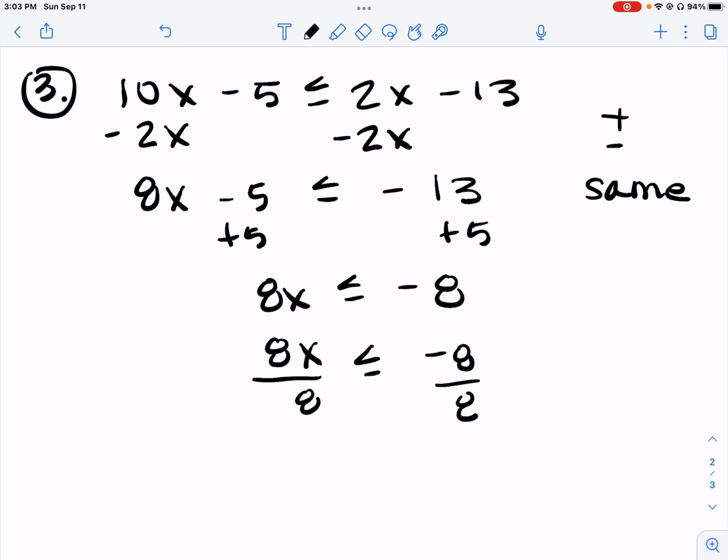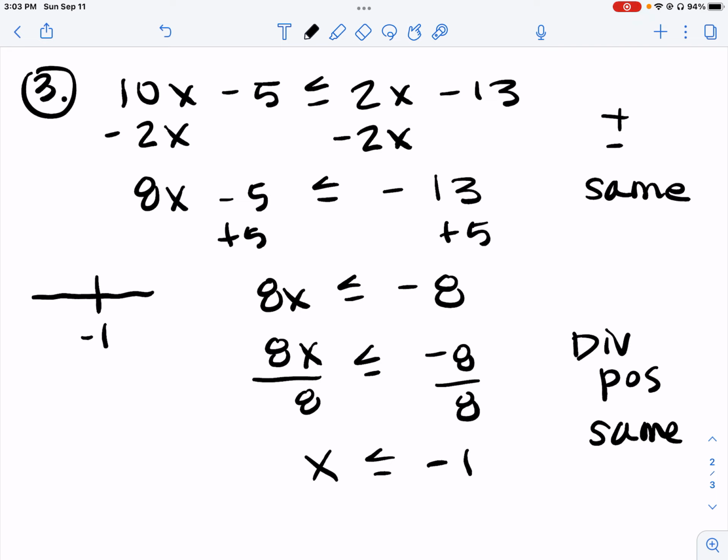Now I'm going to divide by 8 on both sides. When you divide by a positive, it stays the same. So x is less than or equal to -1. Less than goes to the left, or equal to includes. So when we take this from left to right, when it goes to the left, that's always negative infinity, meaning it keeps going.